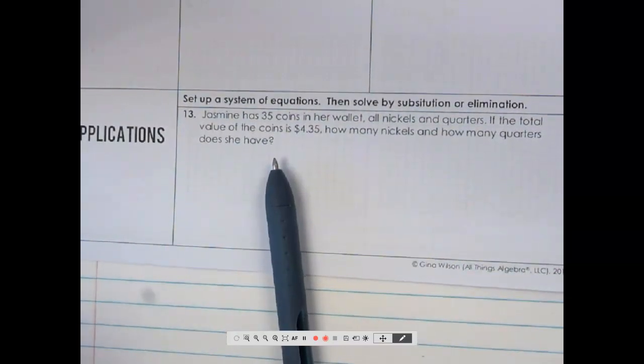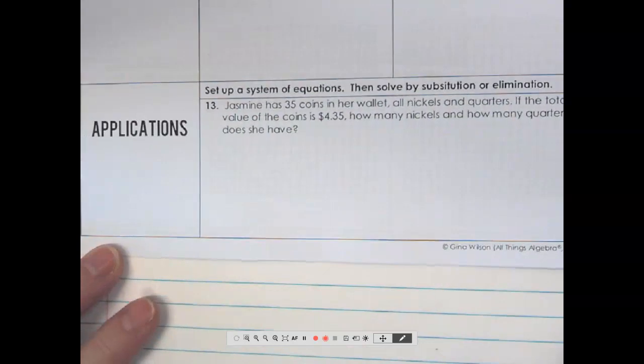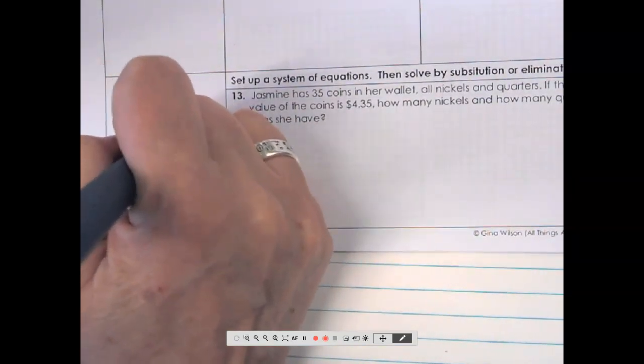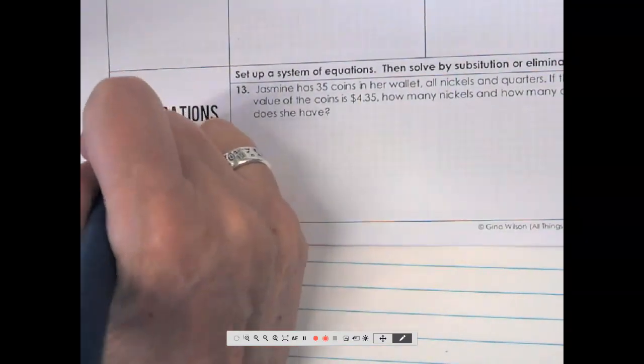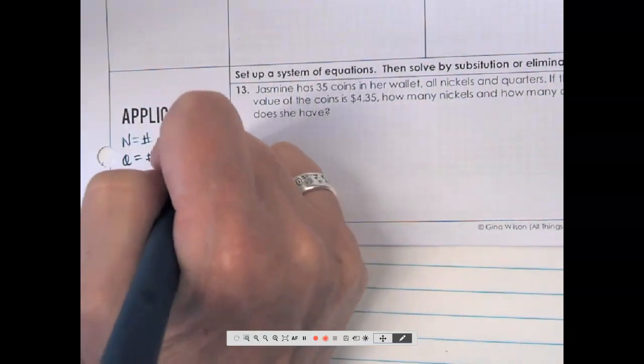That's going to tell you what your variables need to represent. How many of you like to use X and Y every single time in a word problem? How many of you are okay with maybe using N for nickels and Q for quarters? Oh, I got some bad looks. Okay, I'm going to do that on this one, and then I'll switch over and use X, Y. So on this one, I'm going to use N equals number of nickels. If you don't want to use N, use X. And Q is number of quarters.